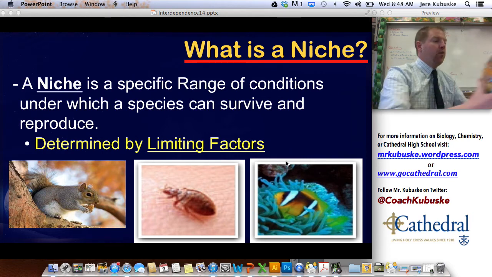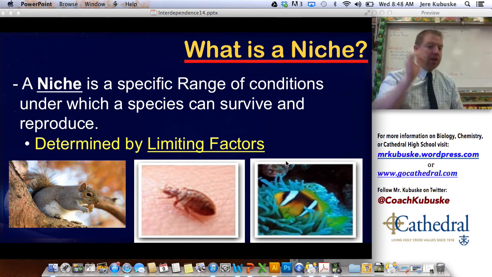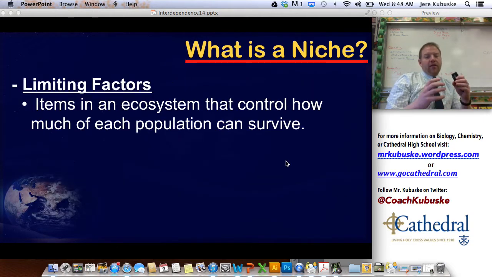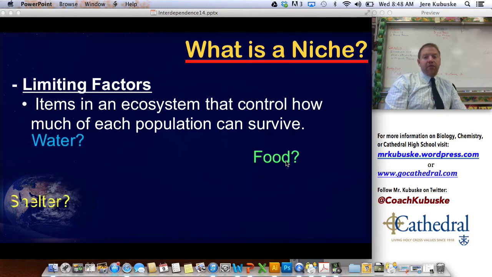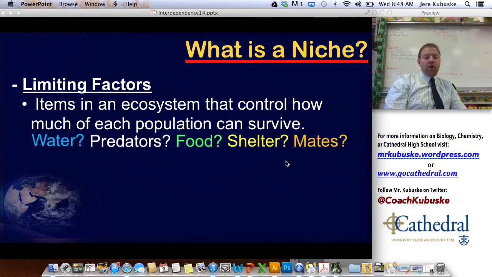Now we say that your niche is determined by something called a limiting factor, and basically what that means is it's a thing or a resource in an ecosystem that's going to control how much of my species, how much of my population can survive. It's exactly what the name sounds like. It could be abiotic, it could be biotic, but it's going to limit the size of your population. Those could be things like food, shelter, water, predators, mates. All of those things could be considered limiting factors.